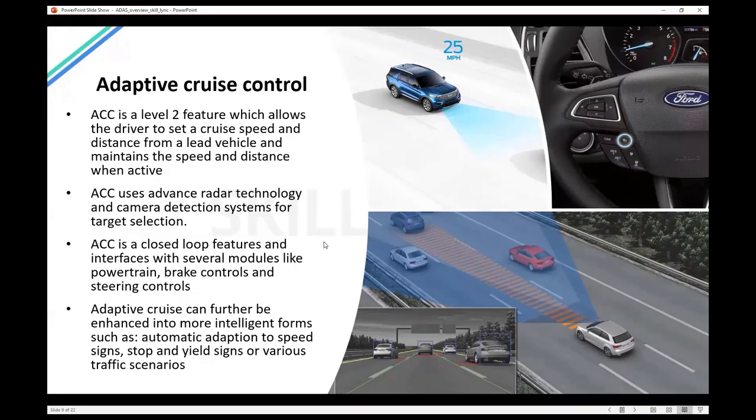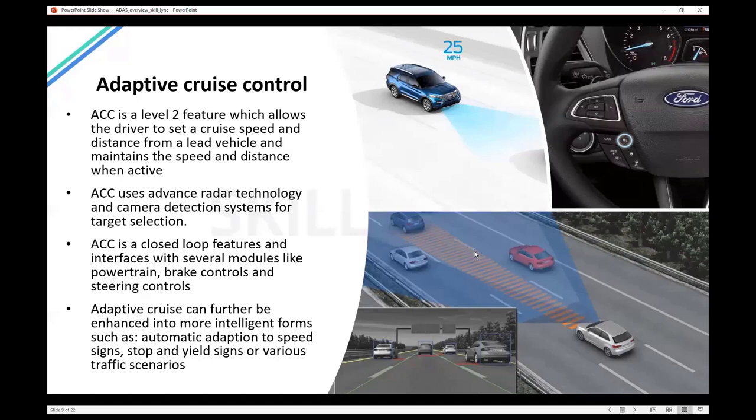So adaptive cruise control is a closed loop feature, and what that means is it's not just a warning feature like the pre-collision or blind spot detection system. The feature is able to detect a target, and it's also able to act upon it. So the way it acts involves the powertrain control module and the brake control module, and of course the ADAS control module in a closed loop system. And all the driver has to worry about is steering the vehicle.